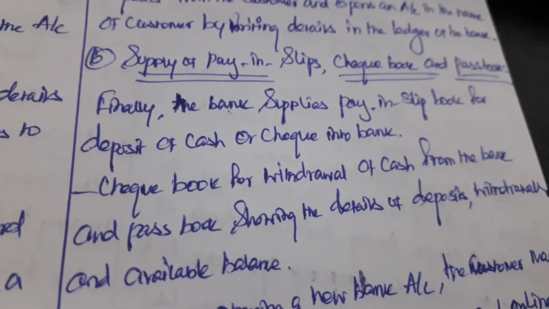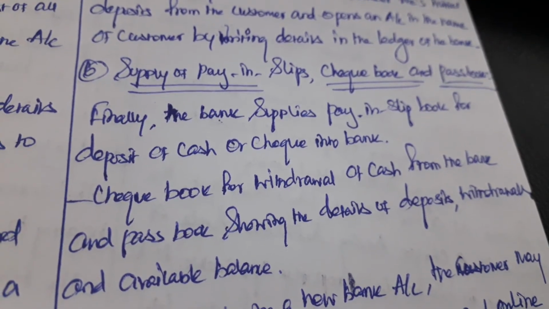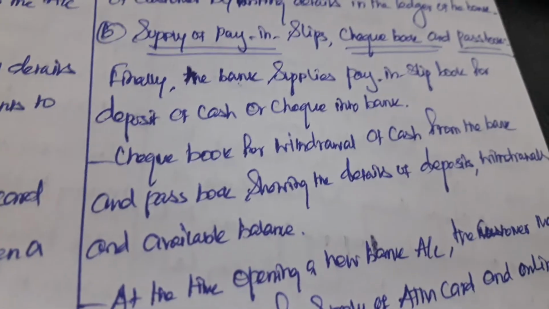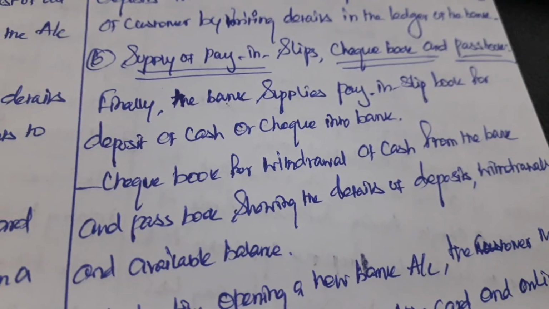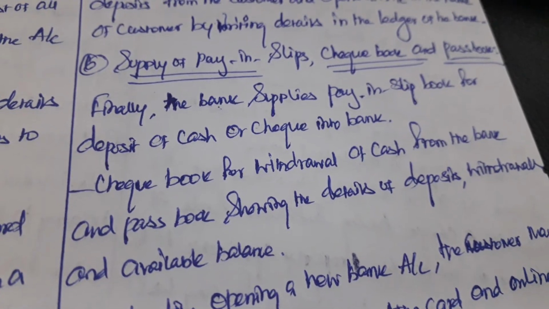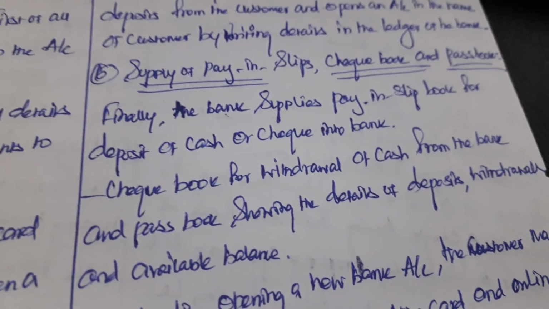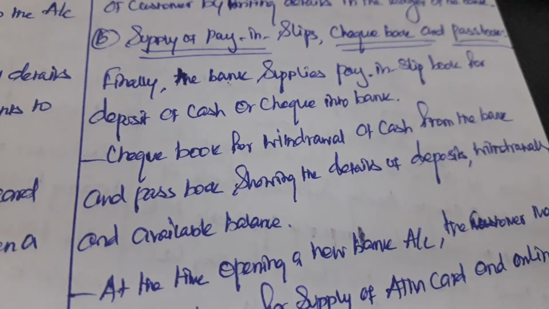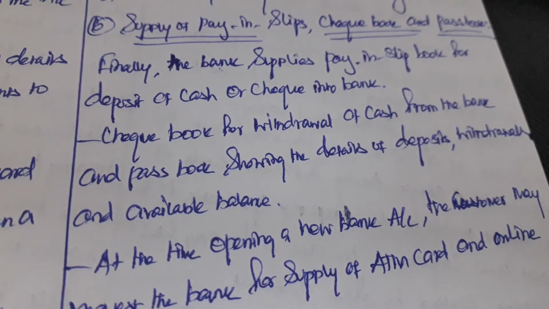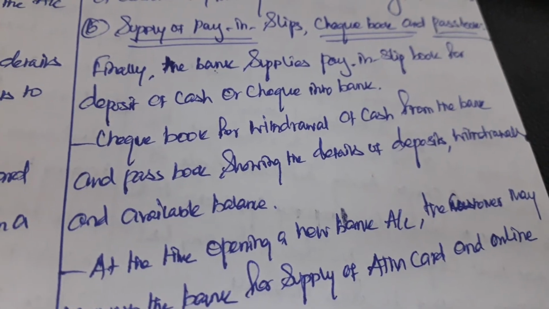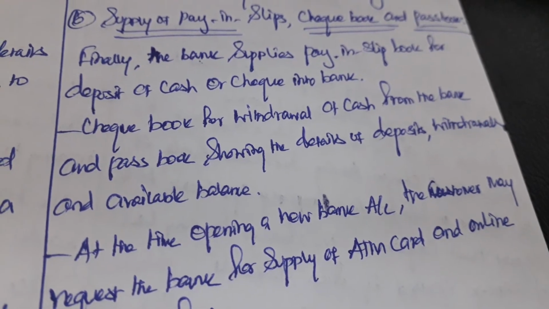The next one is the supply of pay-in slips, a checkbook and a passbook. Finally, the bank supplies a pay-in slip book for depositing cash or a check into the bank, which is provided through the reception of the bank. We can get the pay-in slip whenever we deposit cash into the bank. A checkbook is for withdrawal of cash from the bank, and a passbook shows the details of deposits, withdrawals and the available balance.